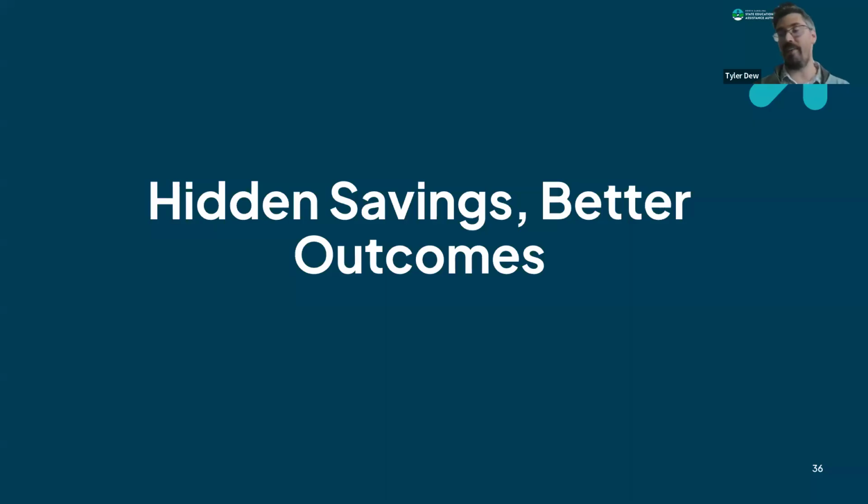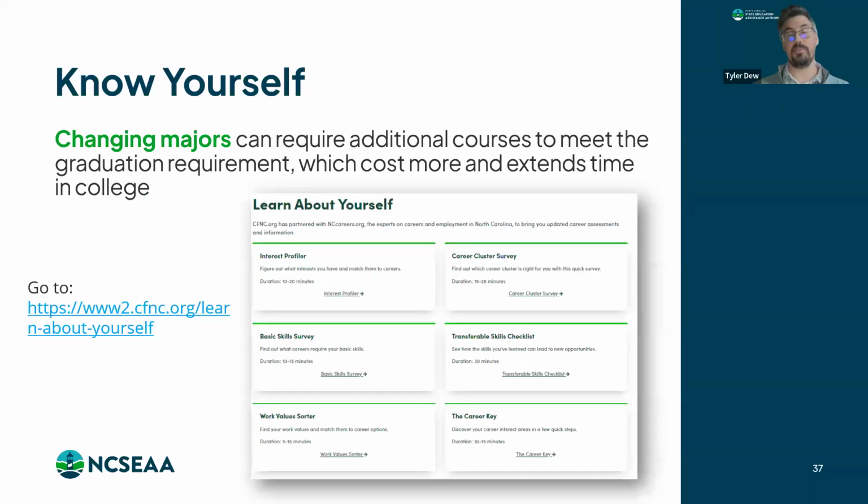So we like to have this saying, hidden savings, better outcomes. So this is best practices for you while you're in college to save some money, right? So really, it's just knowing yourself. Changing majors happens to a lot of people, right? About 1/3 of college students change their major, and I was one who really wanted to change my major as well. But sometimes when you change your major, even if you stay at the institution in which you're changing, you might have to take additional courses to meet that graduation requirement.